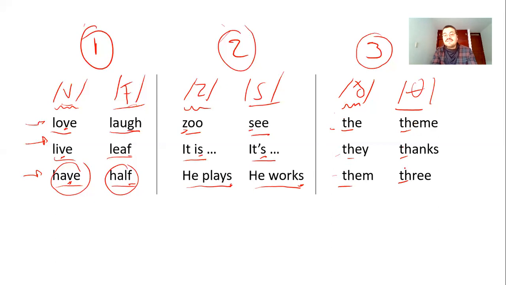Here, on the other hand, is the same position, but then there is no vibration. Like theme, thanks, and three. Three, thanks, and then. Now let's contrast. The theme, they, thanks, them, three. Amazing, isn't it? Now, what's happening here?